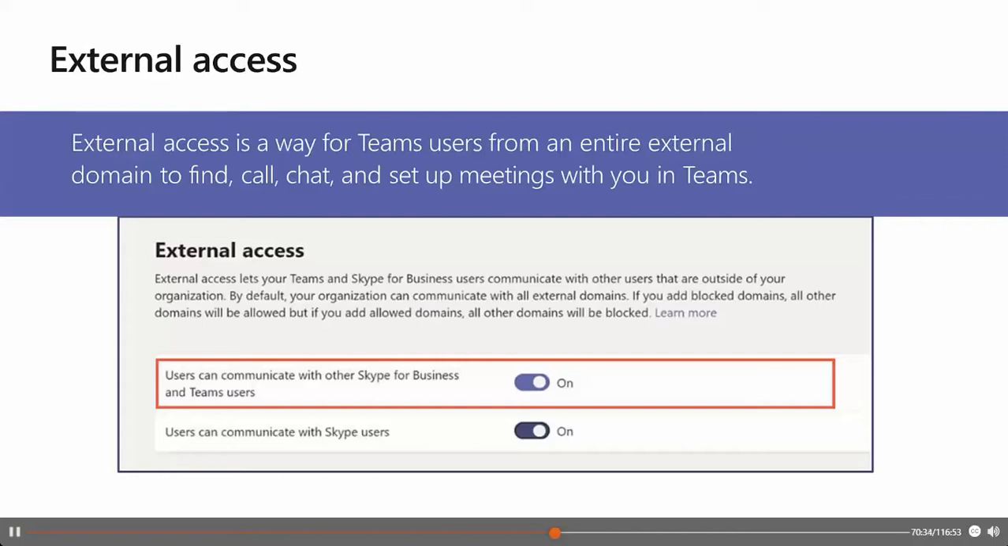If you and another user both enable external access and allow each other's domains, this will work fine for you. If it doesn't work, the other user should make sure his or her configuration isn't blocking your specific domain. External access allows external users to find, call and send you instant messages as well as set up meetings with you.